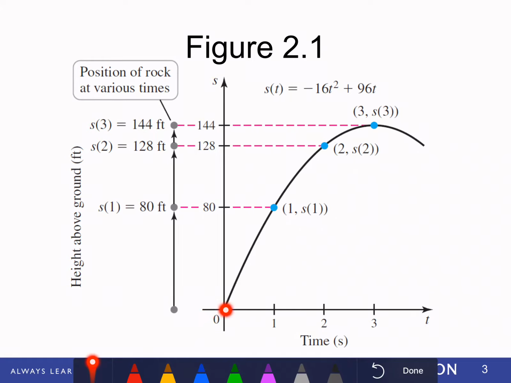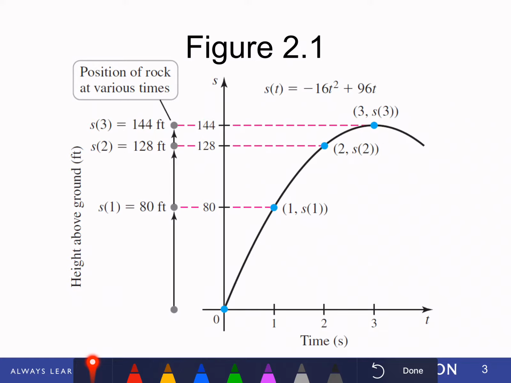On the horizontal axis, we have time. On the vertical axis, we have its position, or the height above ground. So the dot, the ordered pair right here, says that at 1 second, the rock is 80 feet above the ground. At 2 seconds, the rock is 128 feet above the ground. And at 3 seconds, the rock is 144 feet above the ground.